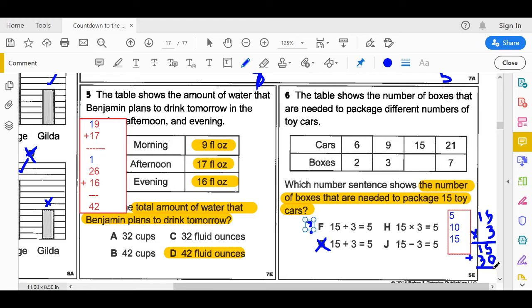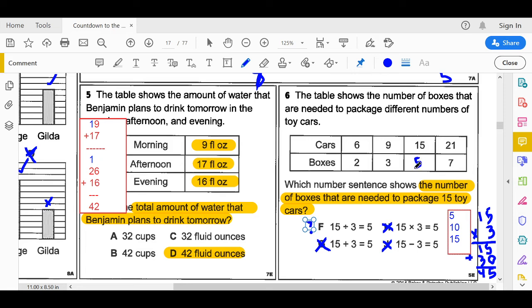5 plus 0 is 5. And 1 plus 3 is 4. We know that 15 times 3 is 45. So this answer is not correct. It cannot be correct. Let me cross it out. Finally, letter J, 15 minus 3. Well, we know that is a 12, so the answer is not correct. The only option here is 15 divided by 3 equals 5. So I'm going to put the 5 right here.